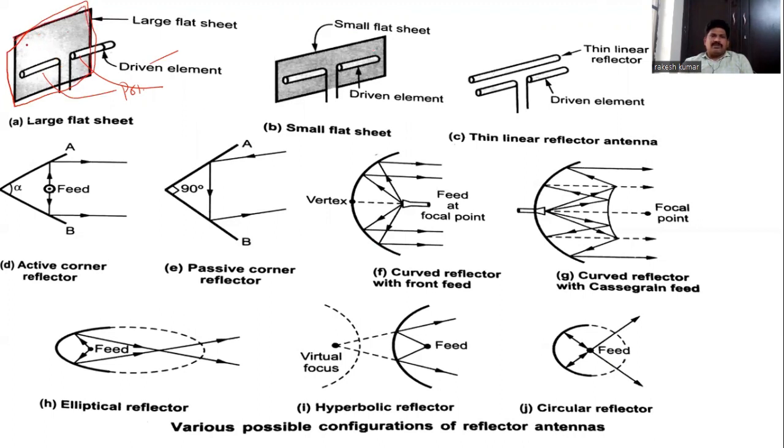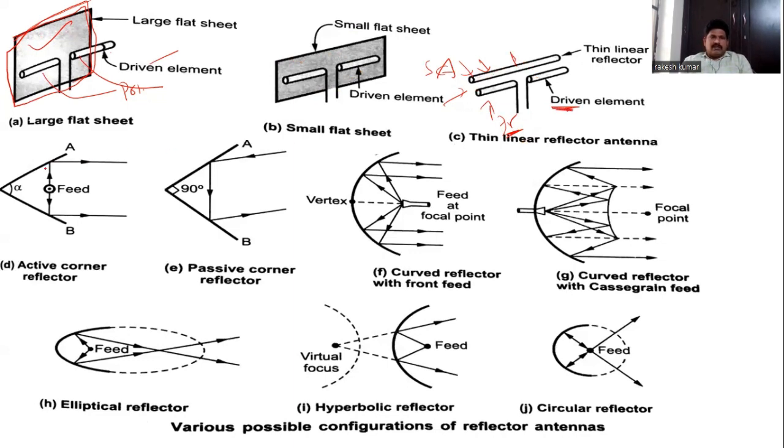What is the difference between the first diagram and the second diagram? In the first, the reflector on the back side is large. Here the reflector is thin, and the reflector size is very much less. Here I have taken a flat sheet, and here I have reduced the flat sheet to a thin reflector. This one is the primary antenna and this is the secondary antenna. The one which excites the reflector is called the driven element or primary antenna.